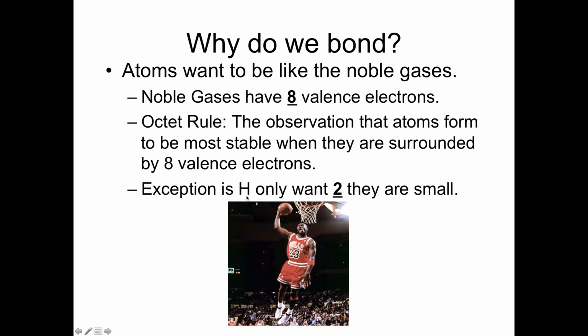Hydrogen and helium are just too small of atoms that if they had 8 electrons, they would be unstable. Like they would just throw up the electrons. They just couldn't support that many. So the maximum that hydrogen and helium, it should have helium right here as well, hydrogen and helium only want 2, where every other element wants 8.